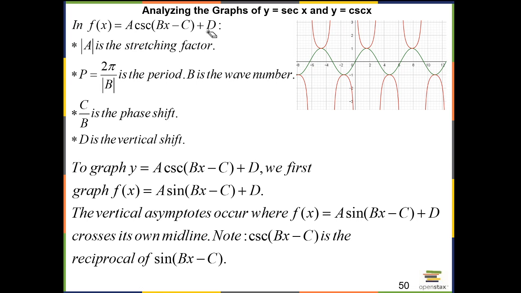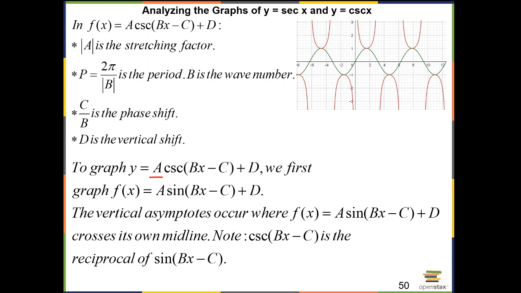So here is an example of f of x equals A cosecant of (bx minus c) plus d. Again, a capital A for secant and cosecant is not amplitude anymore, because notice that cosecant goes to infinity, right? So amplitude doesn't make sense. And again, the period is 2 pi over the absolute value of b, because the period of secant and cosecant is 2 pi. And then c over b is still the phase shift, and d is the vertical shift. So everything else is the same.